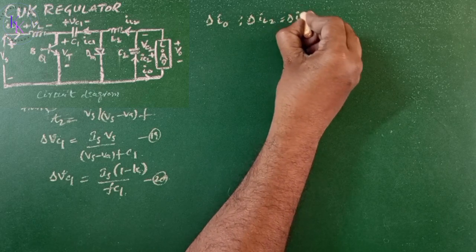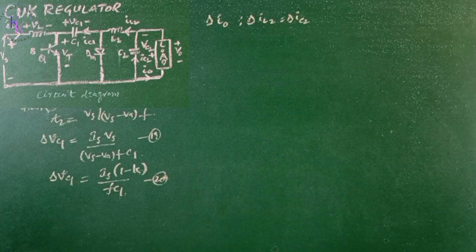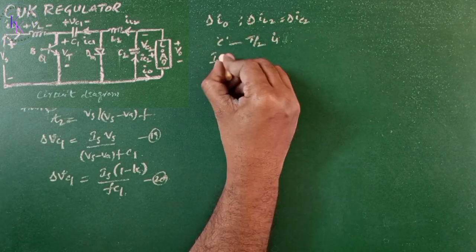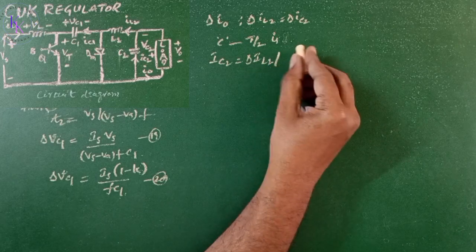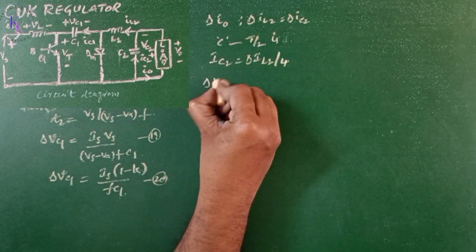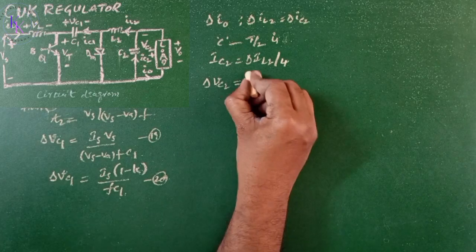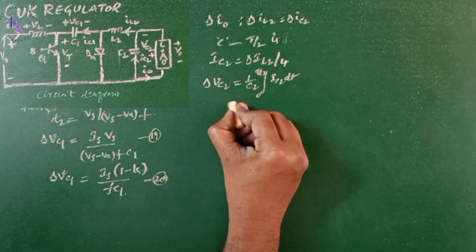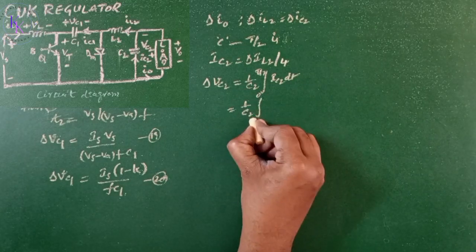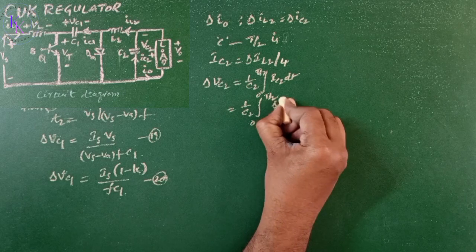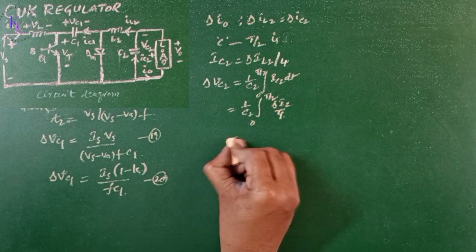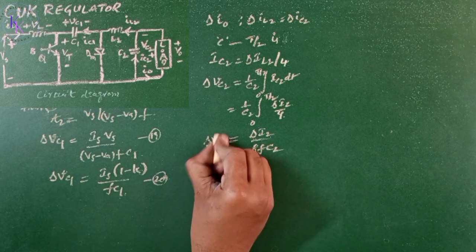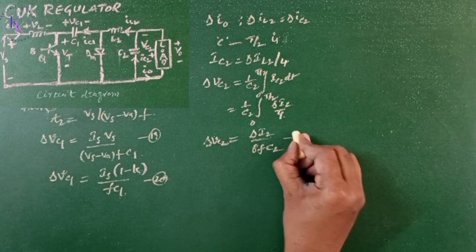If we assume that the load current ripple, that is delta I0, is negligible, then delta IL2 equals delta IC2. The average charging current of C2, which flows for a time t by 2, is IC2 equals delta IL2 by 4. Now, the peak to peak ripple voltage of the capacitor C2 equals 1 by C2 integral 0 to t by 2 IC2 dt. That equals 1 by C2 integral 0 to t by 2 delta I2 by 4. That equals delta I2 by 8F C2, which is delta Vc2. That is equation number 21.